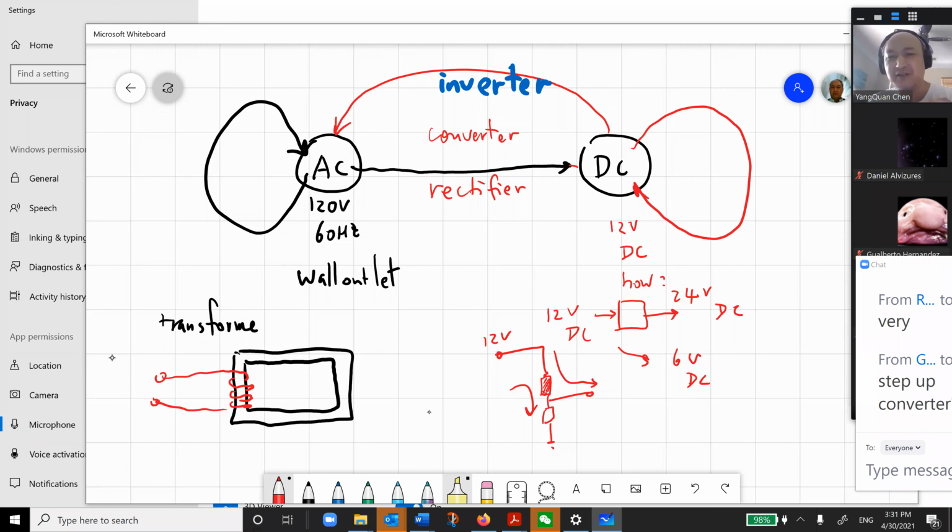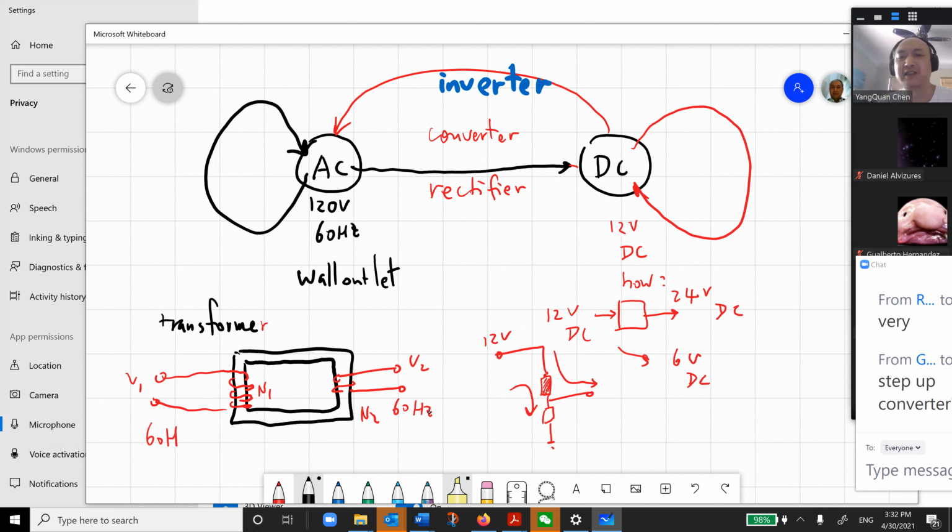So say for example you have a transformer. Obviously the turns N1 and N2 are different, so the V1 and the V2 will be different, right? Okay, so this is called a transformer. But remember, when you transform that, this is 60 Hertz and this is also 60 Hertz. It didn't change the frequency.